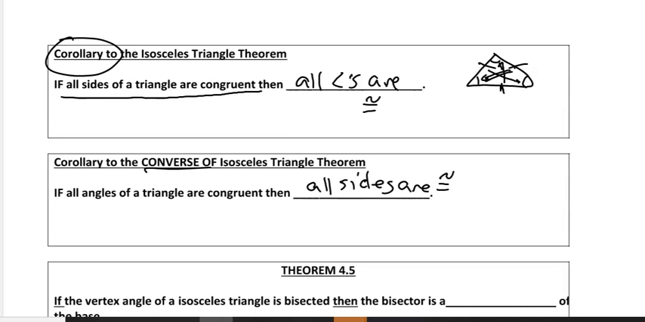All right, that explains why if you have an equilateral triangle, then it's also equiangular. And if it's equiangular, then it's equilateral. This is not true for other shapes.